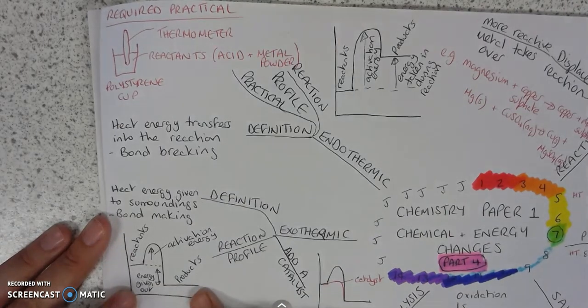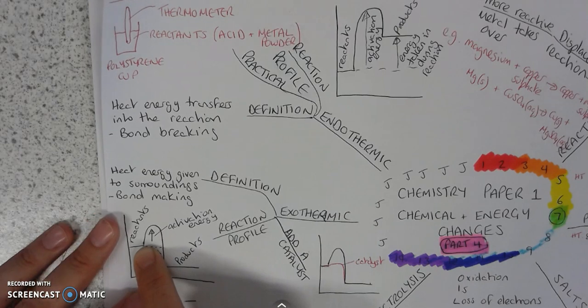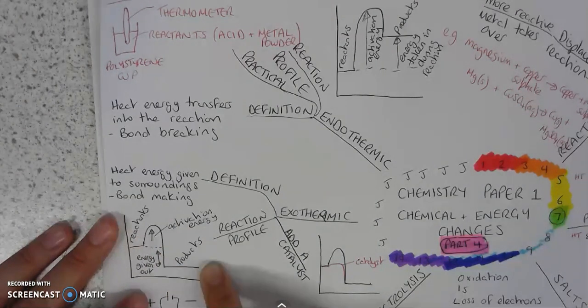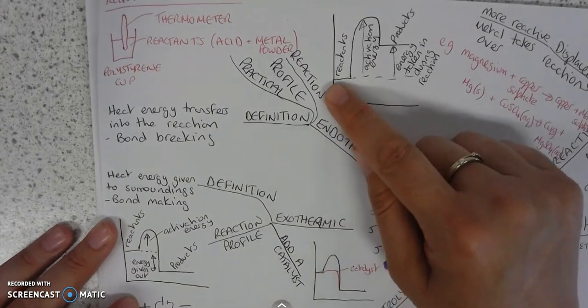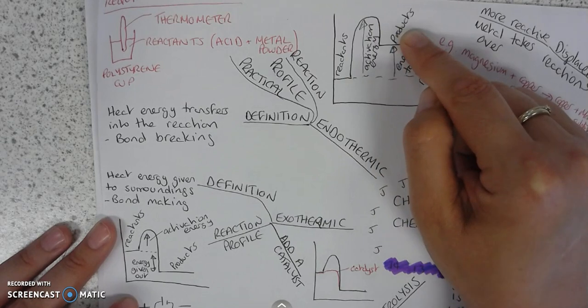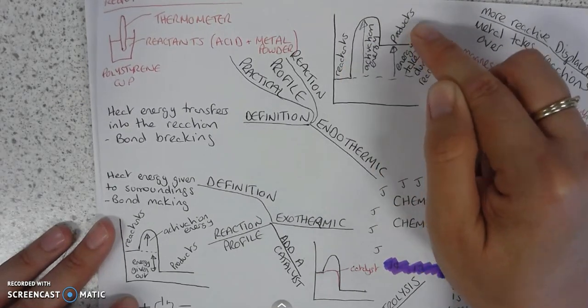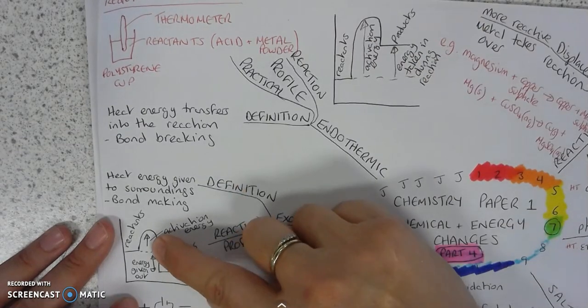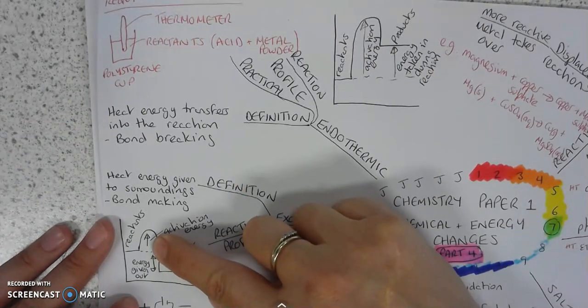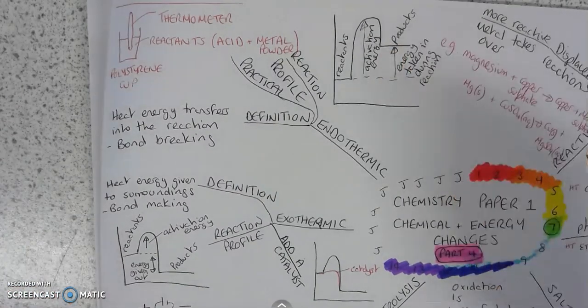If you're asked to draw the profiles, think about standing on a diving board, jumping off, landing in the swimming pool. That's an exothermic reaction. And if you think about endothermic, open the front door, walk in the house, close the front door. Okay, and make sure you label the reactants, the products, and the activation energy. For exothermic, it's just from there to the top, and activation energy from there to there for the endothermic reaction.